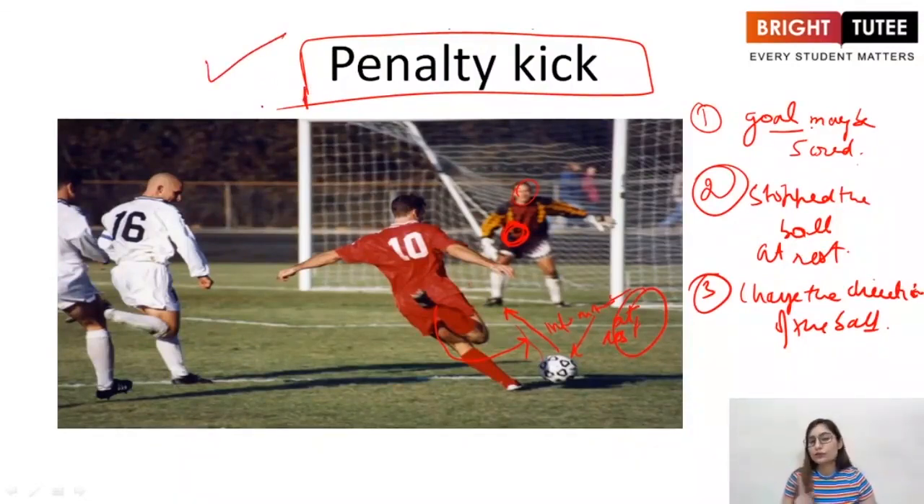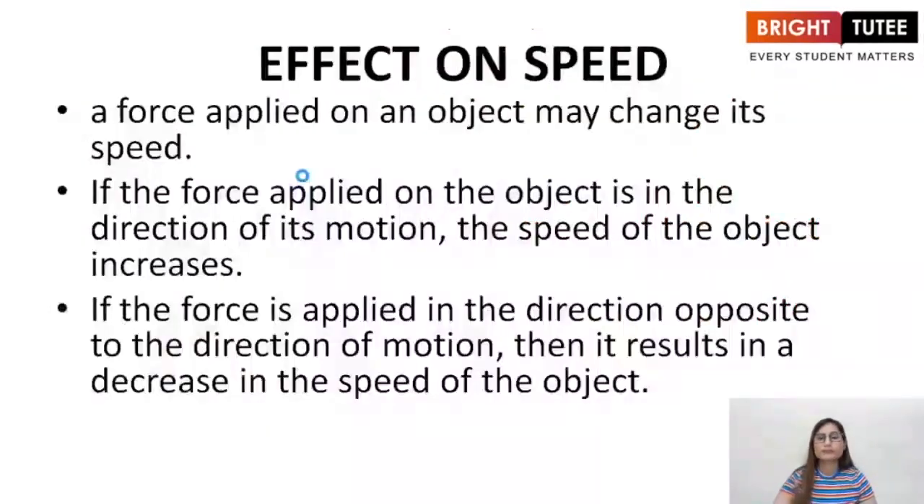So what is force doing here? Force is changing the state of motion of this ball. First of all, it was at rest, then it came into motion, then it was either stopped by the goal or by the goalkeeper, or he may have deflected the ball and the direction of the ball was changed, right? So all of this is happening because of force, and the force is changing the state of motion of the ball.